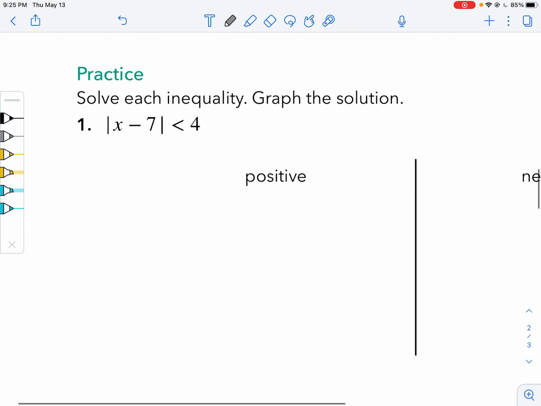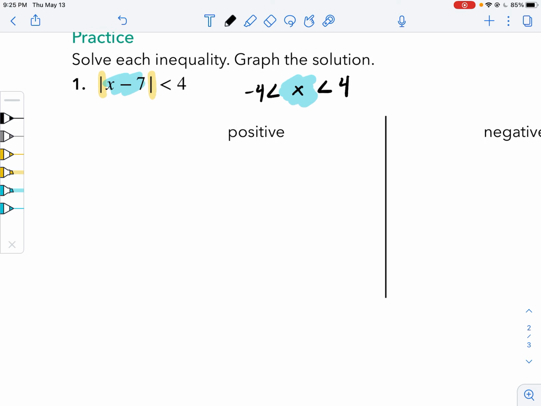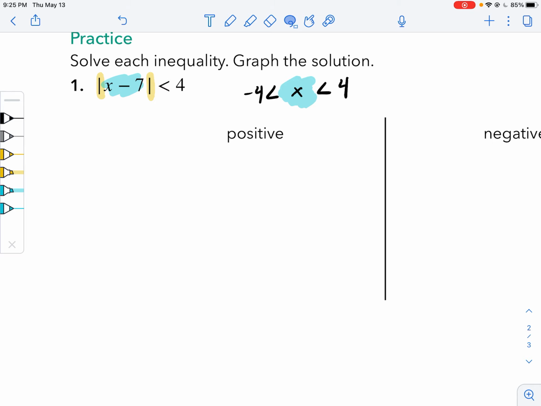Here, if we look at the absolute value of x is less than 4, that means, so I like to just kind of imagine this, whatever this is, if the absolute value is less than 4, then that number has to be between 4 and -4. So we take the positive side, x is less than +4. But the negative side is -4 is less than x.